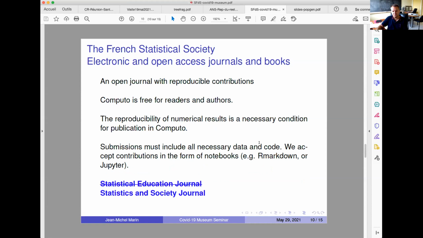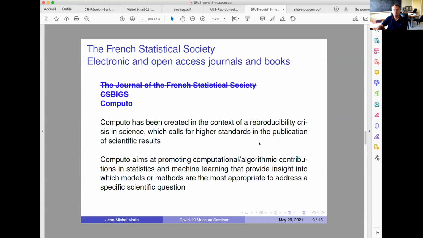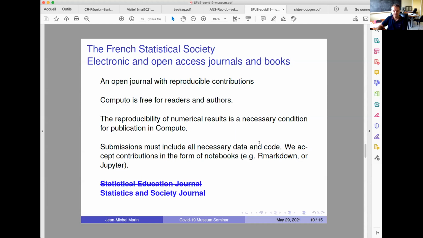The reproducibility of numerical results is a necessary condition for publication in Computo, and submissions are not standard because they are notebooks like Quarto or Jupyter. So we introduce this new journal to favor reproducible contributions, and also as a totally open access journal.